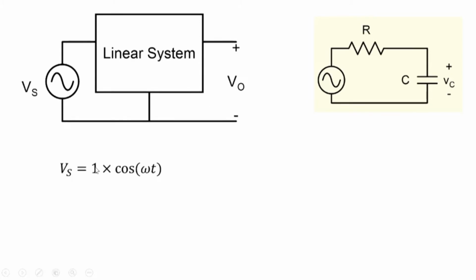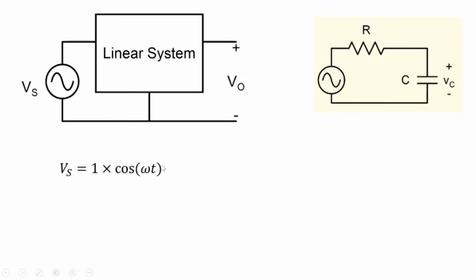So the magnitude of this input doesn't really matter. I can put 0.1, I can put 1, anything here. Many times the convention is we put it as 1 cos omega t. So the idea is, for the linear system that you're trying to understand, you can excite it by a sinusoid like this, and then observe the behavior of the output.